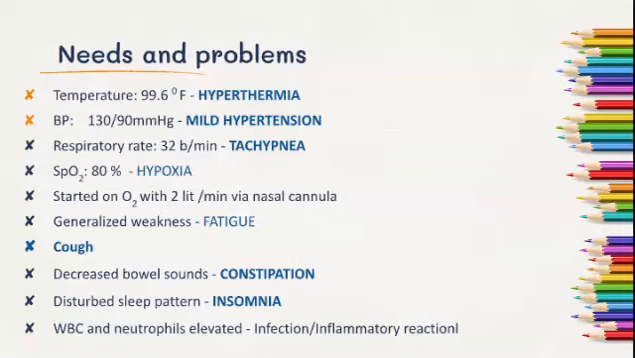So you have to look for the needs and problems in the paragraph where they explain the chief complaints, and you can look into the vital signs, physical examination and the lab investigations. So you have a list of problems here like hyperthermia, mild hypertension, tachypnea, hypoxia, fatigue, cough, constipation, insomnia, and of course there is a sign of infection.